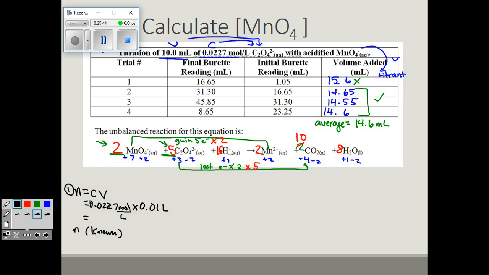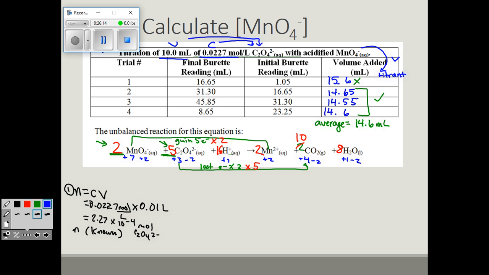Now my intermediate answer, which is not my final answer, so I wouldn't round it, is 2.27 times 10 to the power of negative 4 moles. Because I'm figuring out the moles of C2O4 negative, I'm just going to jot that down so that I know which thing I was calculating with. In the end, we're going to find the concentration of permanganate.